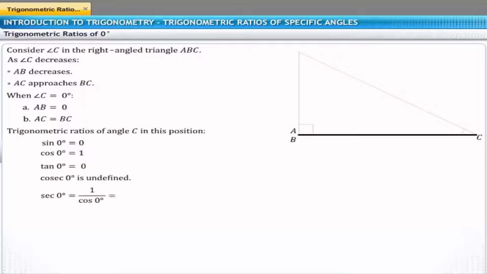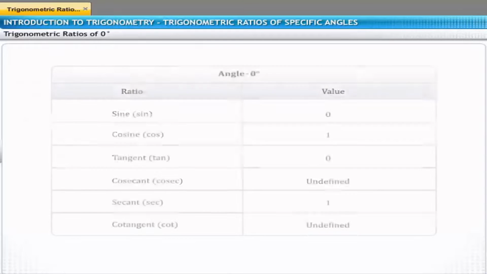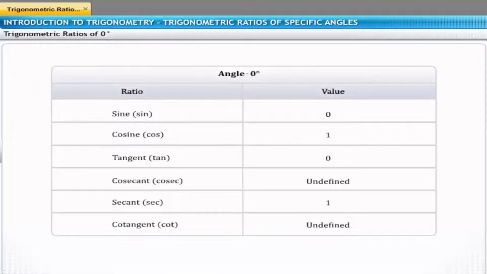Sec 0 is equal to reciprocal of cos 0. Thus, sec 0 is equal to 1. Cot 0 is equal to reciprocal of tan 0. Therefore, cot 0 is undefined. Let us quickly recap the trigonometric ratios of an angle that measures 0 degrees.